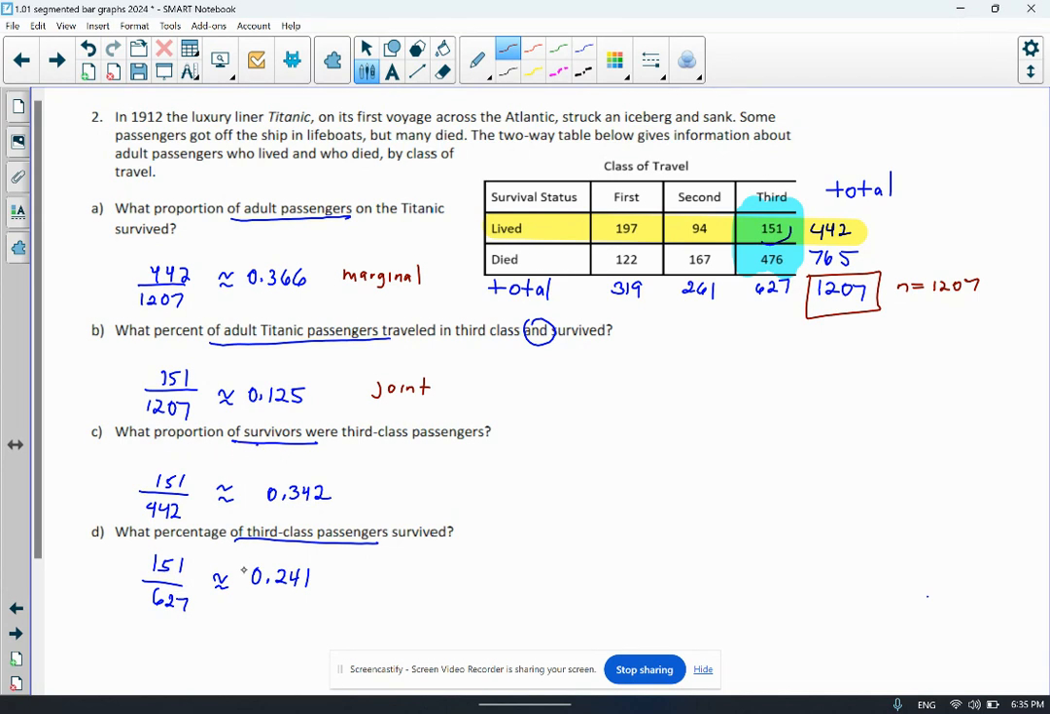The Part C and Part D, you're dealing with a condition. You're not looking at all passengers. You're only looking at either a row total or a column total, but only one, a subset of your data, and that's known as a conditional relative frequency. Okay, so that's for Part C and D.